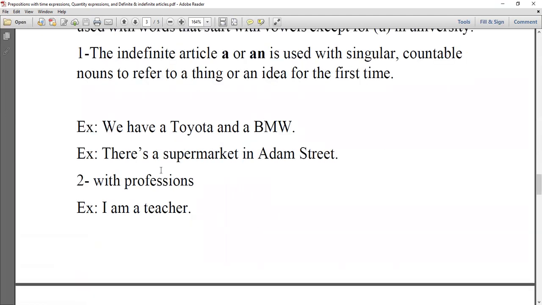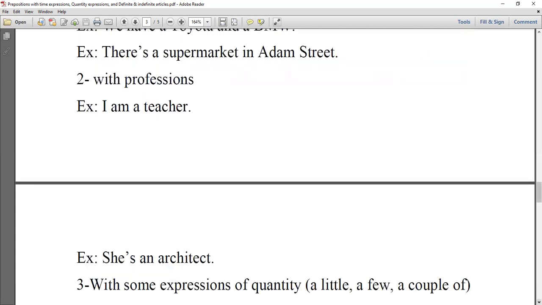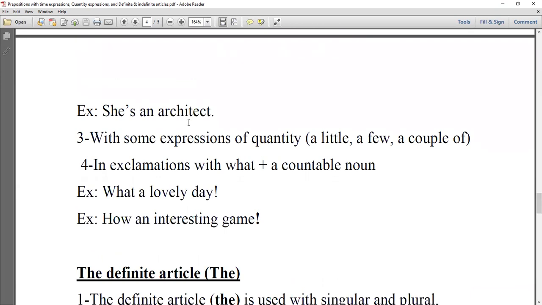Also, we use a or an with the professions. نستخدم أدوات التنكير مع المهن. I am a teacher. She's an architect. استخدمنا an لأن كلمة architect begins with a vowel. Okay, بحرف علة. Also we use it with some expressions of a quantity.